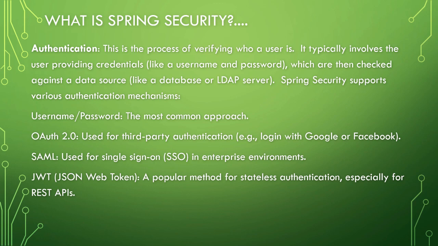Spring Security supports various kinds of authentication mechanisms. Here are a few of them. One is using username and password, which we already discussed, and is one of the most common approaches. Another is OAuth 2, which is used with third-party authentication, where you log in using Google, Facebook or GitHub, and then you are successfully authenticated.